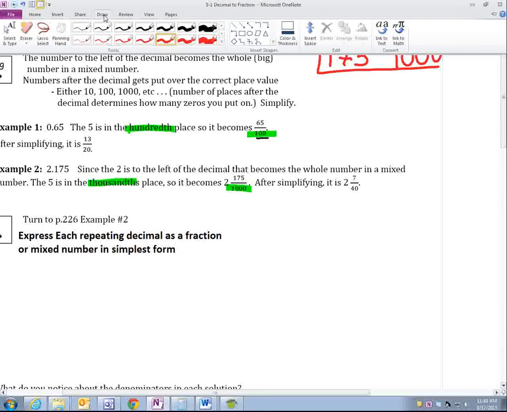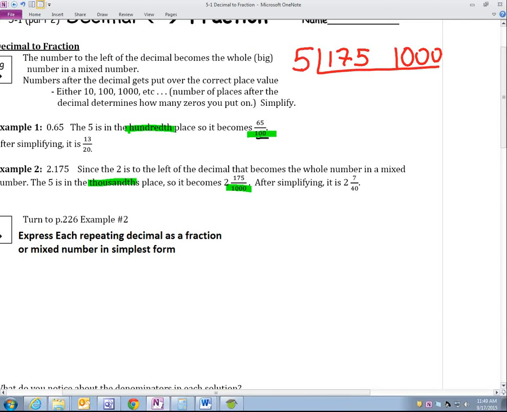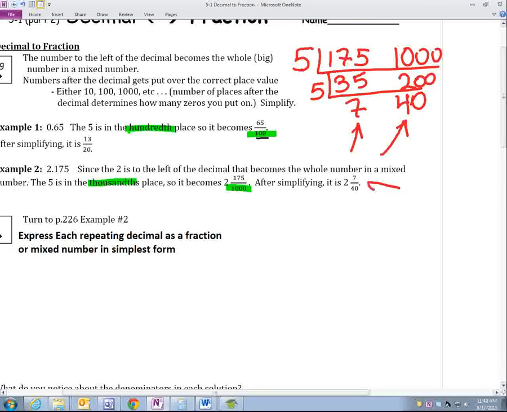I'll stick with red, why not? I'm going to take 5 out of there, and 175 divided by 5 is 35, then 1,000 divided by 5 is 200. Once again, I can take out another 5, so I have 7 and 40, and here's your numerator, here's your denominator, and it becomes 7 fortieths. That's a review from 2 weeks ago, to simplify a fraction.